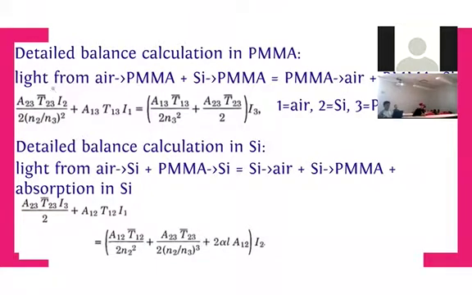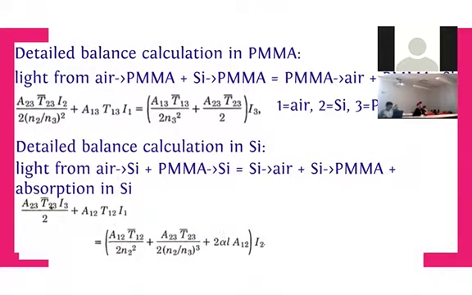The equations are the same as before, except that now you have N2 and N3. N1 is air, N2 is silicon, N3 is PMMA, and you have the corresponding expression. Yeah, sorry, I messed up. So 2 is silicon. Now, once you apply this expression, you can apply the detailed balance also in silicon. In that case, light going from air to silicon plus PMMA to silicon should match light going from silicon to air plus silicon to PMMA plus absorption in silicon, which is, of course, what we're trying to maximize.